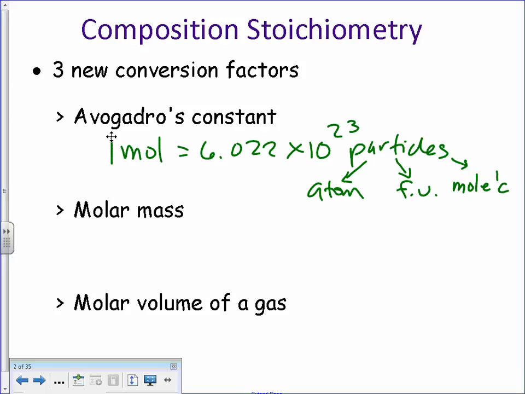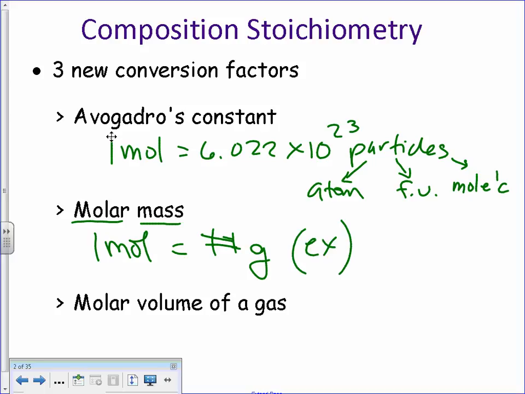Molar mass. Moles and mass, right? So 1 mole is equal to some number of grams of that substance. We've already actually done molar mass. I just didn't tell you that's what it was called. In our last unit, when we were adding up the masses of individual atoms in, let's say, carbon tetrafluoride or carbon tetrachloride, you already know how to do molar mass. It's just adding.